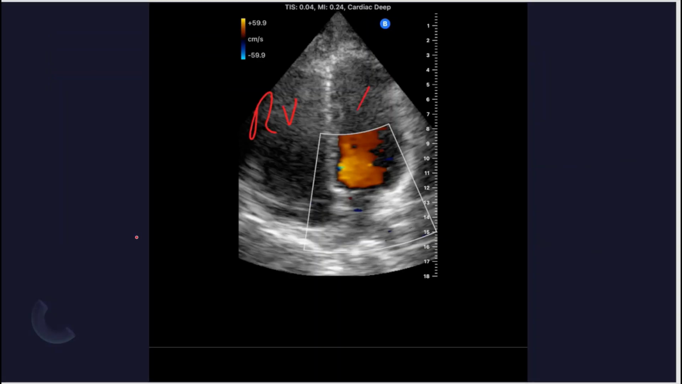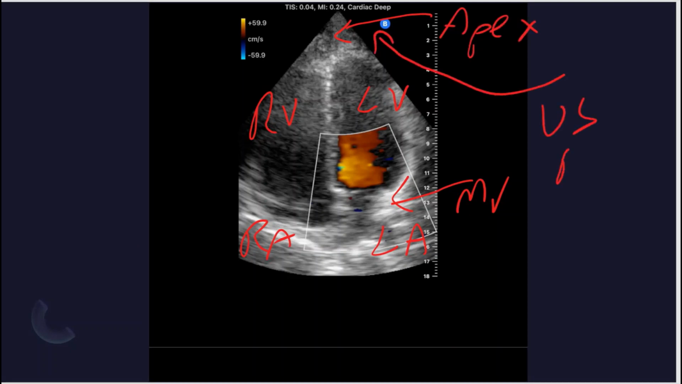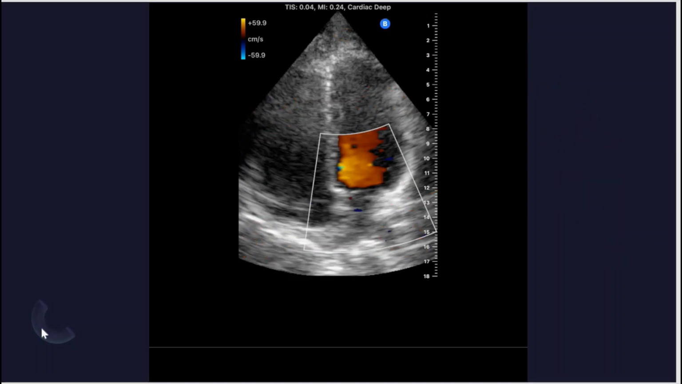This is the RV, this is the LV, this is the RA, and this is the LA. Here is the mitral valve, and this is the apex of the heart, also where the ultrasound probe is pointing towards, and it looks down. This is a normal heart in apical 4-chamber view, and remember BART: blue away, red towards.